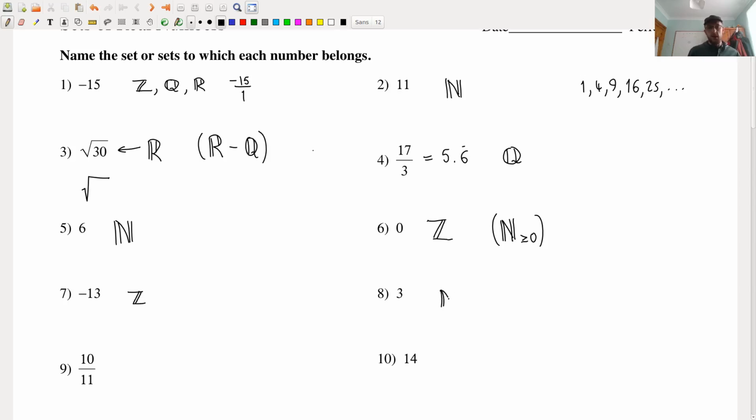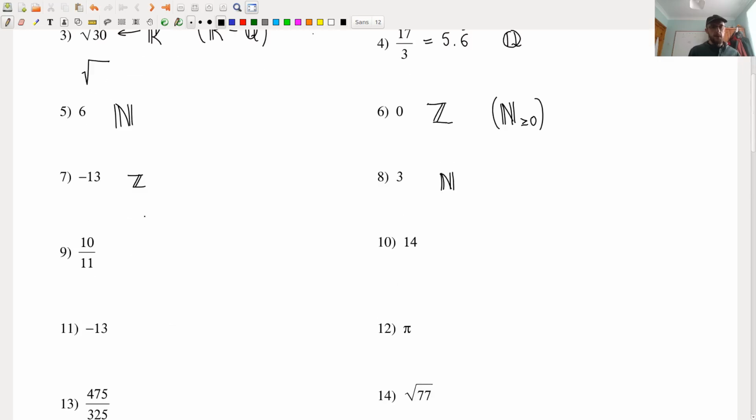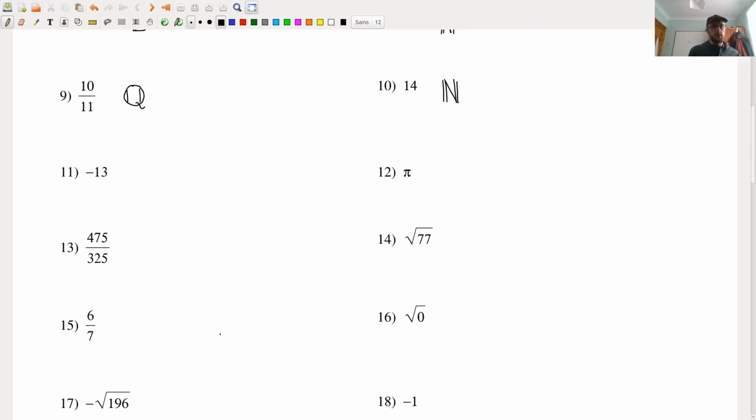3, a natural number. 10 over 11, that would be a rational number whose symbol is Q. That's the set of all rational numbers. 14, that's a natural number. Negative 13, an integer.